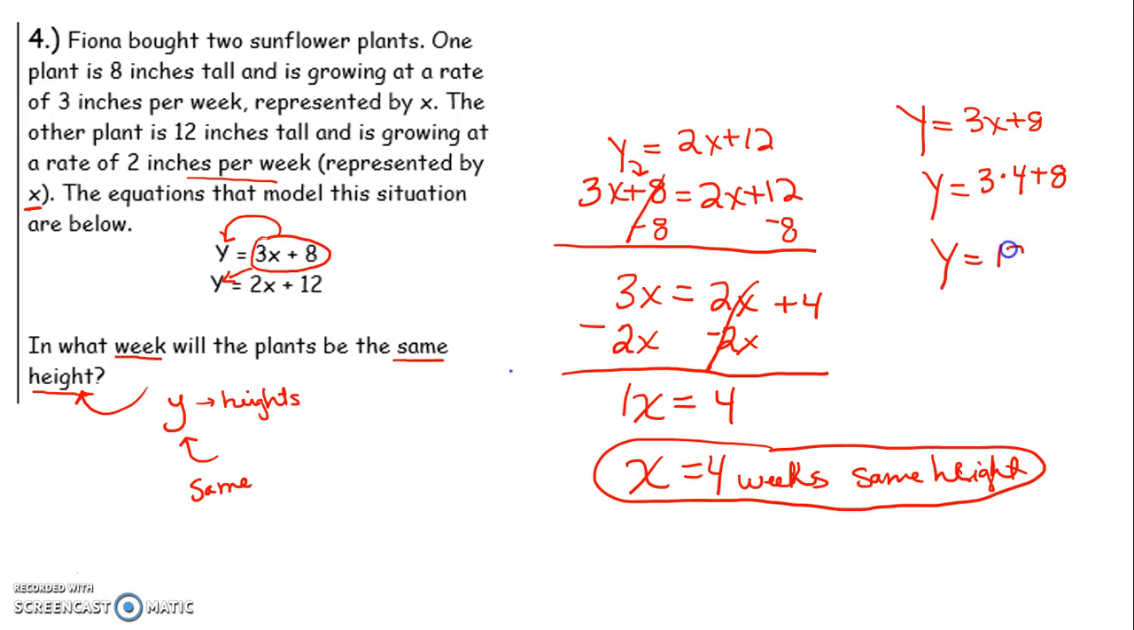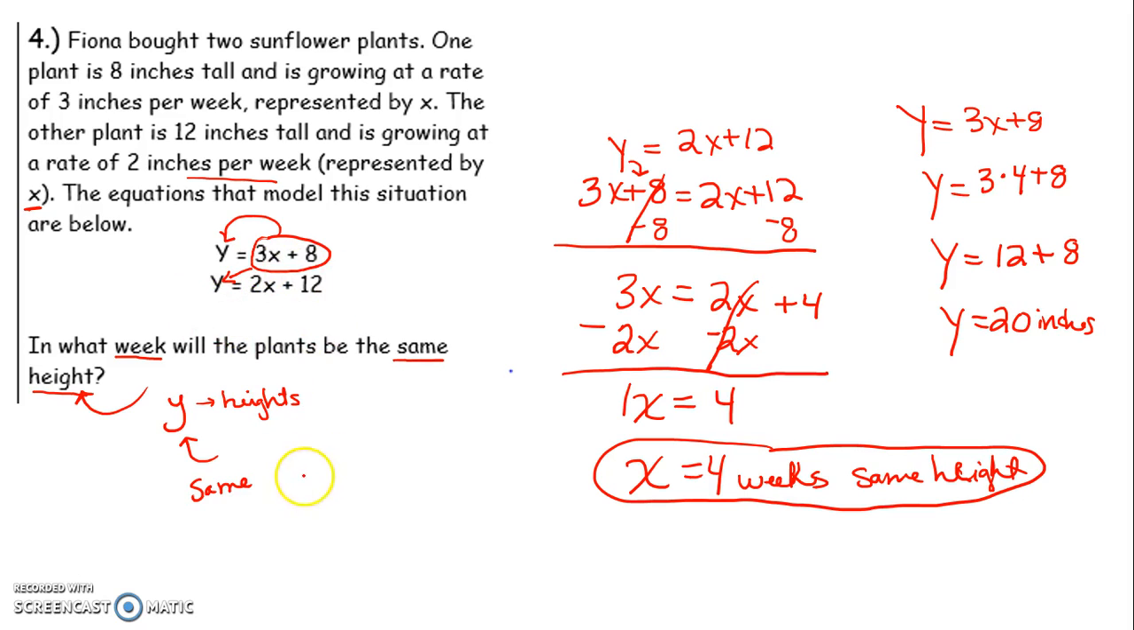3 times 4 is 12, plus the 8 inches it started at. This will be 8 plus 12, 20 inches tall. That plant's 20 inches tall after 4 weeks. Almost 2 rulers tall after 4 weeks.